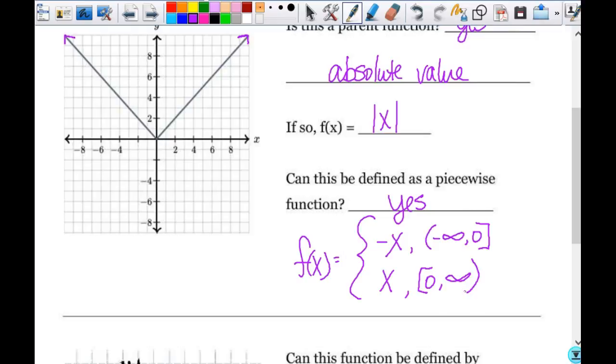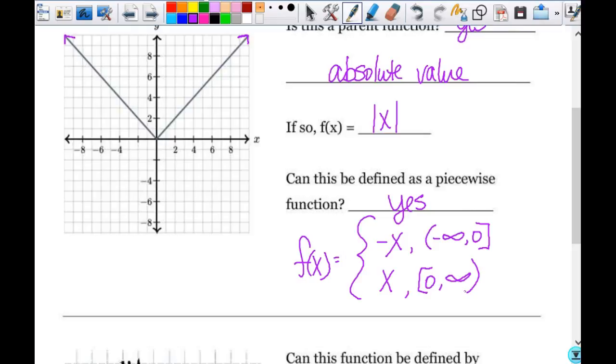Is it easier to write it as just this? Absolutely. But sometimes we have functions that can be written as piecewise pieces of other functions put together. Okay? But not every piecewise function can be written as just a function by itself. But that's a good example of a very basic piecewise function. We're all good? All right.